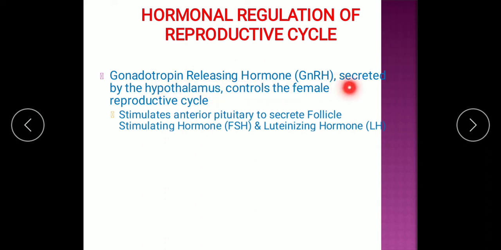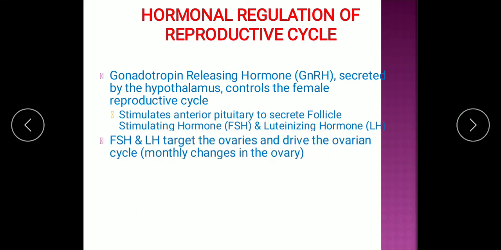The hypothalamus secretes gonadotropin-releasing hormone. This hormone stimulates the anterior pituitary to secrete follicle stimulating hormone and luteinizing hormone. FSH and LH target the ovaries and drive the ovarian cycle, the monthly changes in the ovary.